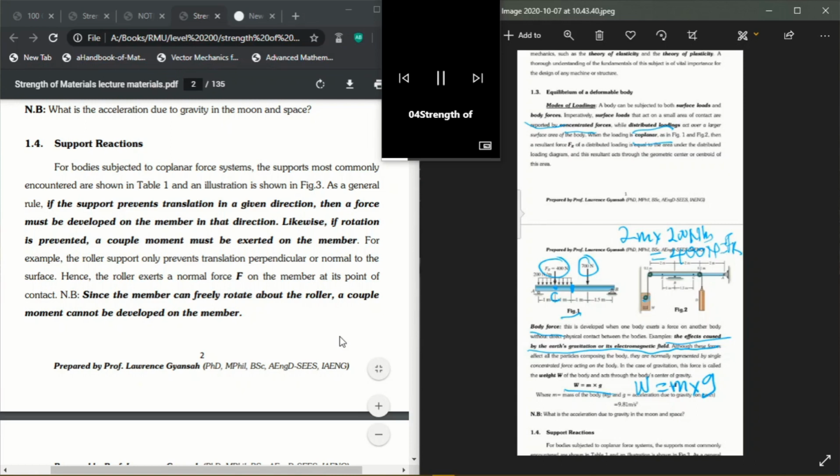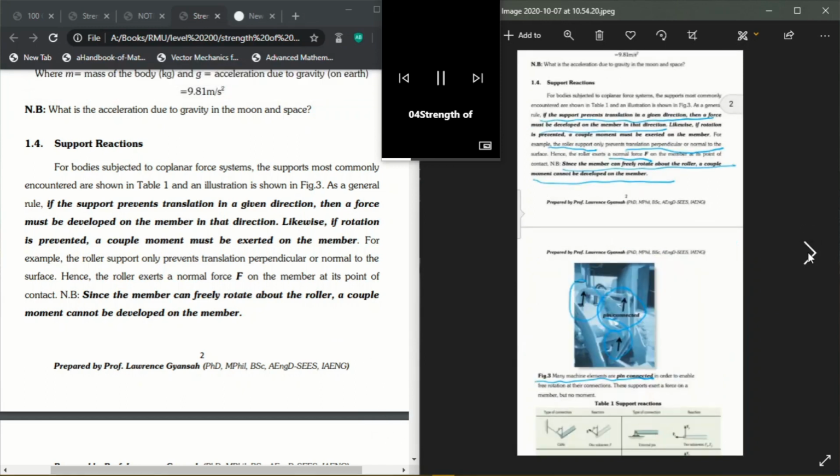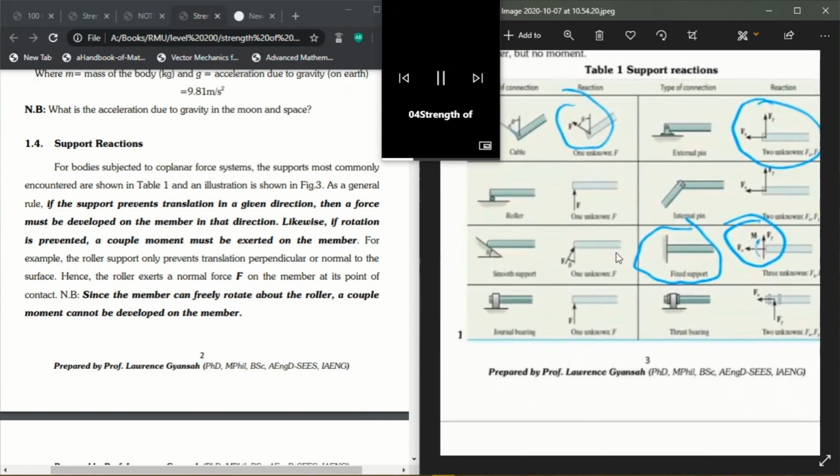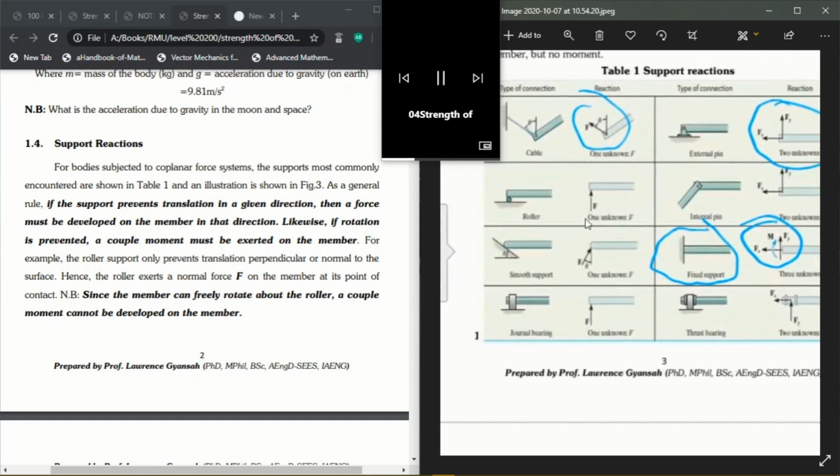For example, if we look at the roller support in table 1, you could see clearly that it only prevents translation perpendicular or normal to the surface. Look at table 1, roller support. Hence, we are saying that the smooth support or the roller support exerts a normal force F on a member or the structure at its point of contact.